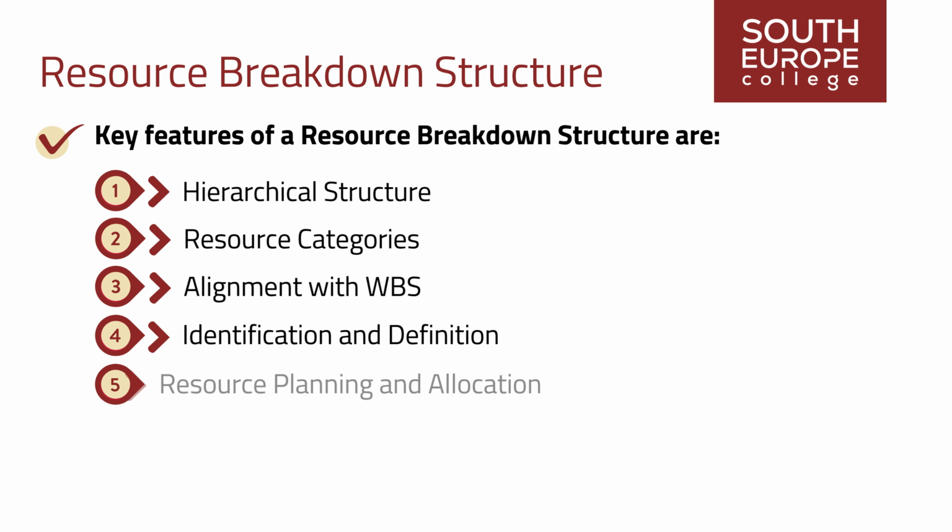5. Resource planning and allocation. The RBS serves as a foundation for resource planning and allocation. It helps project managers determine when and where resources are needed, ensuring they are available at the right time.